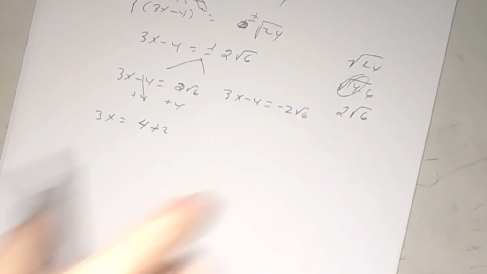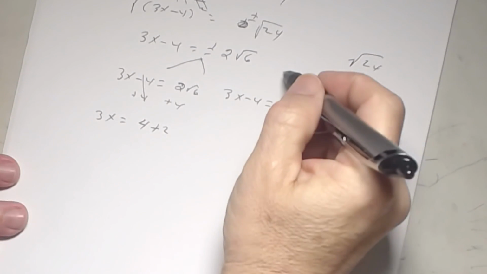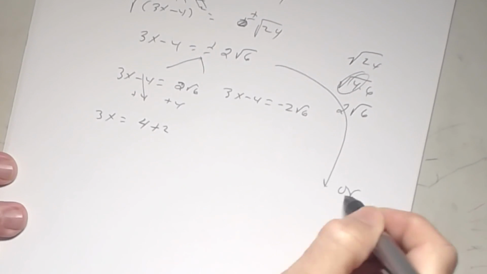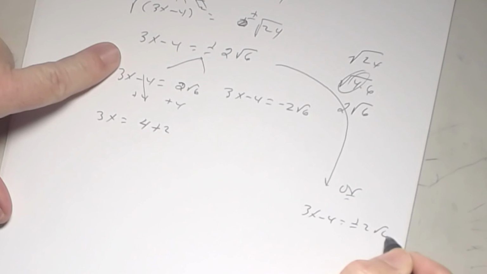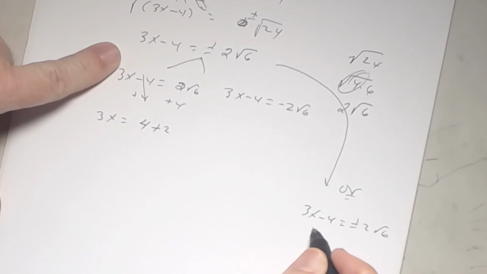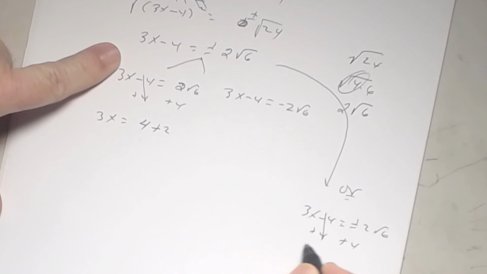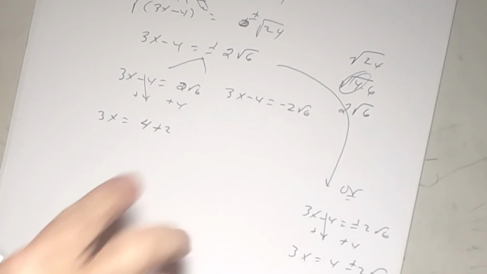So what she's doing is she's writing it as one. Or you can say 3x minus 4 equals plus or minus 2 square root of 6. So she brought the 4 over, and at this point she has 4 plus or minus 2 square root of 6. So she's keeping it as plus or minus.